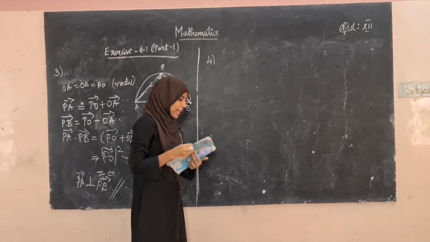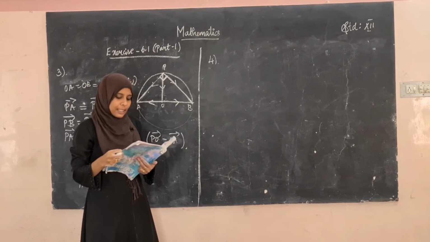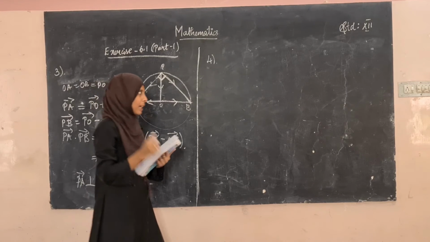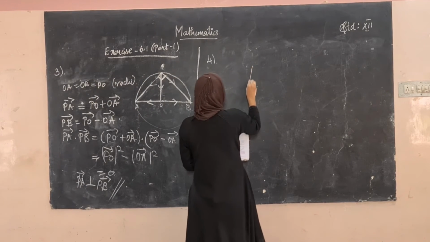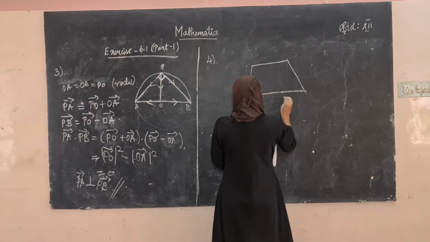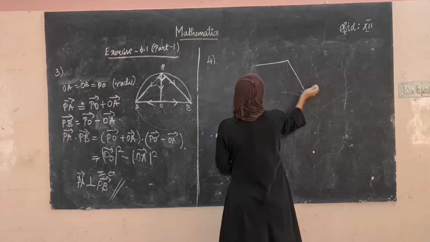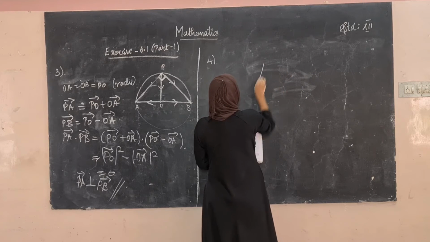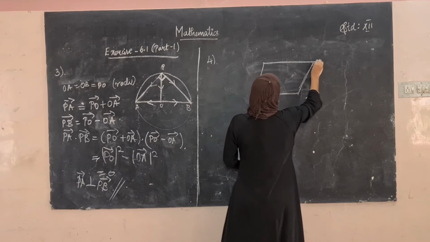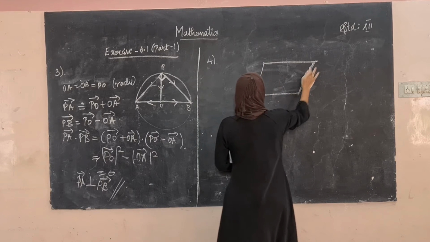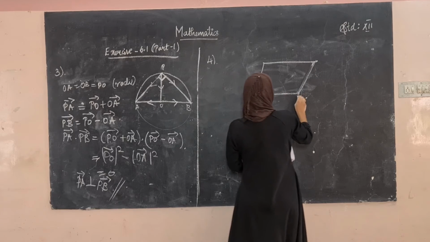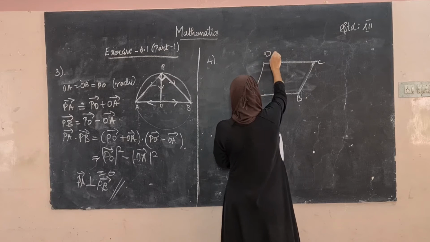Prove by vector method that the diagonals of a rhombus bisect each other at right angle. So you have to prove the diagonals of the rhombus bisect each other at right angle. So what is the rhombus? Let this be the rhombus. Okay, sorry, the rhombus will be like this. Yes, this is the rhombus, right? Let the rhombus be A, B, C, D.